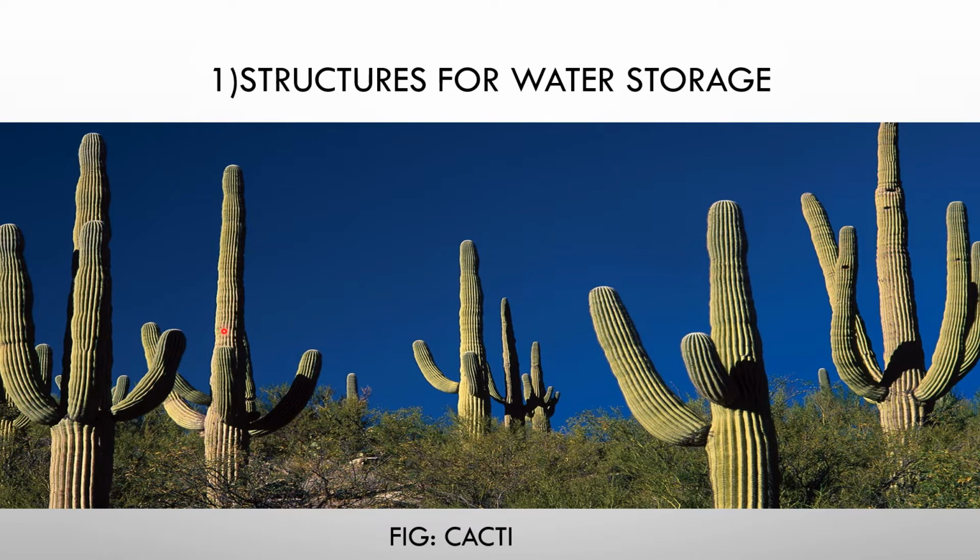For example, you can see here the cactus plants, and these cactus plants have swollen trunks, and these trunks will help in the conservation or storage of water. One important thing is that the water storage in these swollen structures is known as succulence, and these types of plants are also called succulent plants.